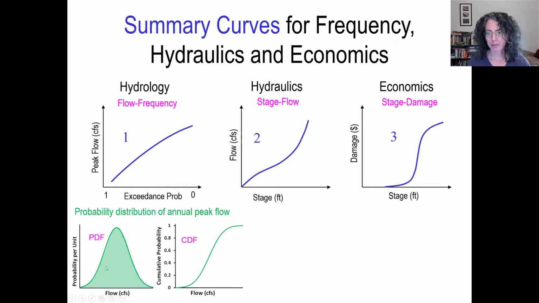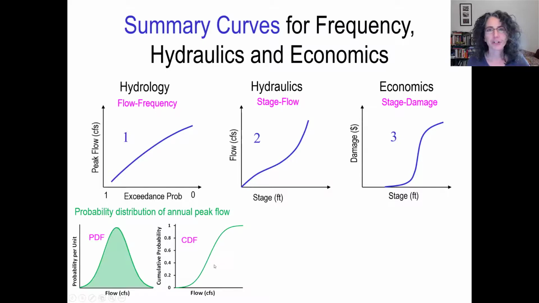So below we have the more common ways of representing probability distributions. We have the probability density function and the cumulative distribution function, or CDF. And this flow frequency curve in the frequency curve form is just the CDF, but with 2 axes switched such that we have probability on the horizontal axis.